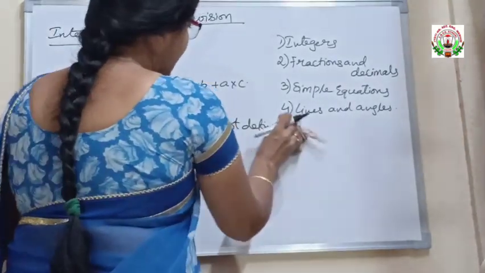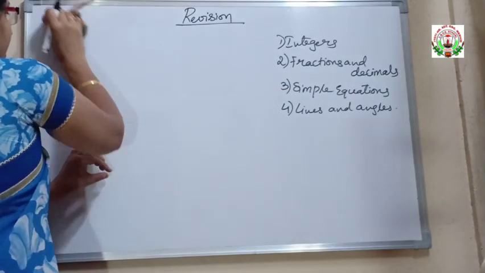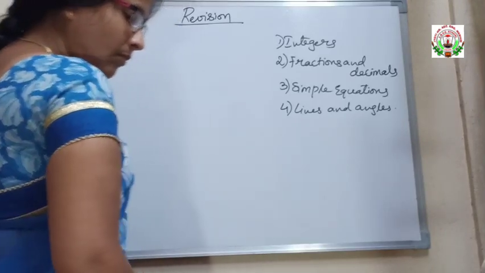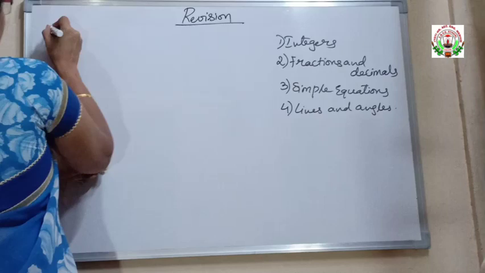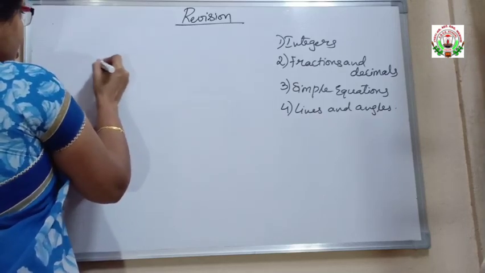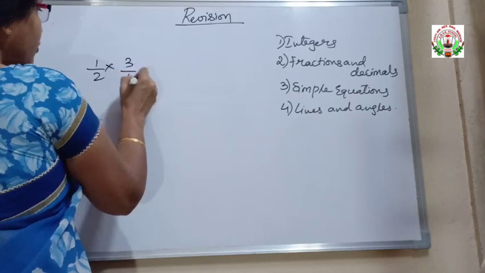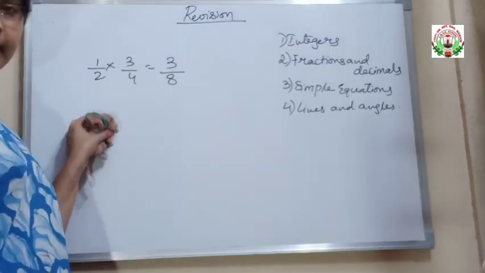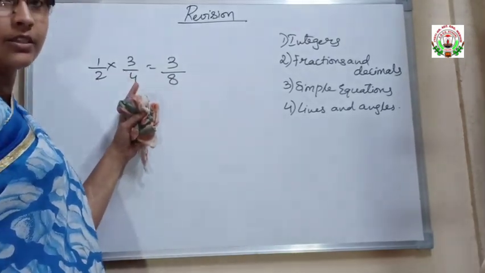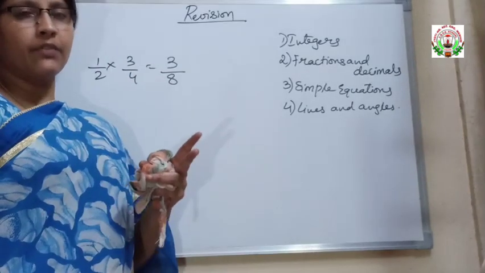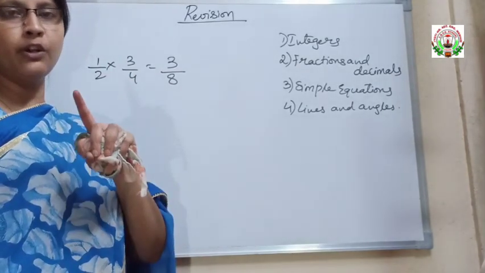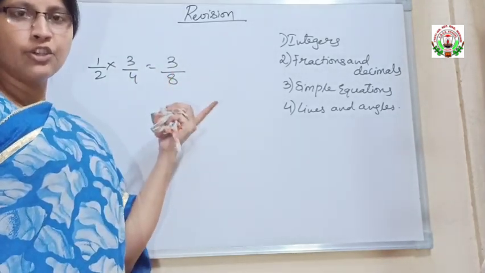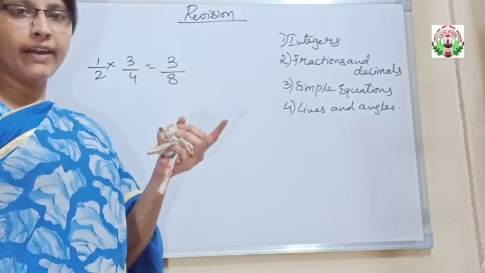Next is like fractions. In like fractions the denominators are the same, and in unlike fractions the denominators are different. Next, when you multiply two fractions, 1 by 2 into 3 by 4, you multiply the numerators and multiply the denominators and write the answer. This is multiplication of fractions. If it is an improper fraction, you can change it into a mixed fraction by dividing it.